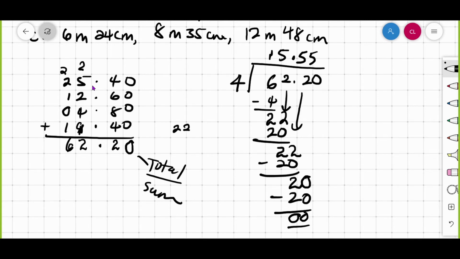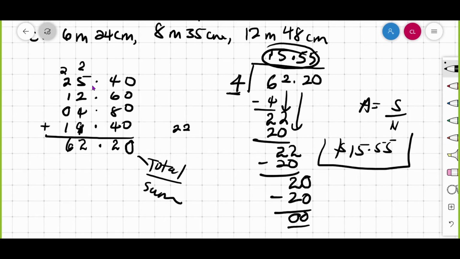$62.20. Now that we have the total, to find the average, average is always equal to the sum divided by the number of addends. So I have the sum, or the total here, which is the $62.20, and I divide it by the number of them that I included in the sum. So 1, 2, 3, 4 things. So I'm going to divide the $62.20 by 4, and my answer will be $15.55. This is my answer.